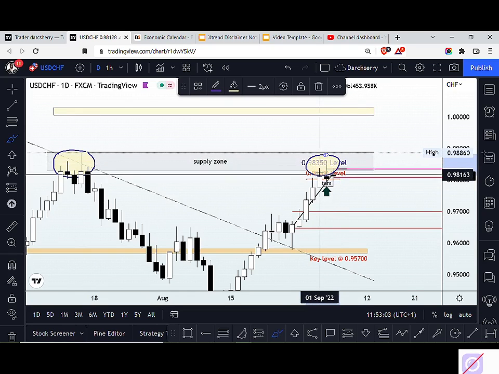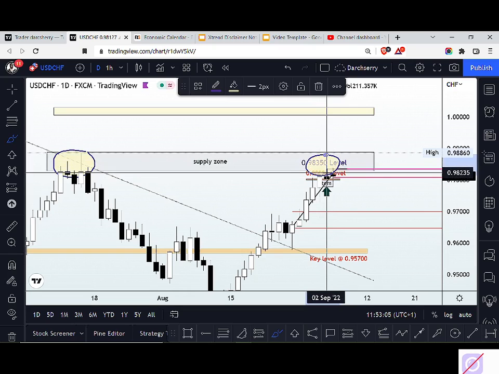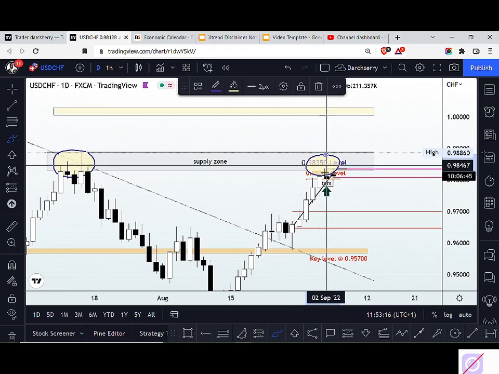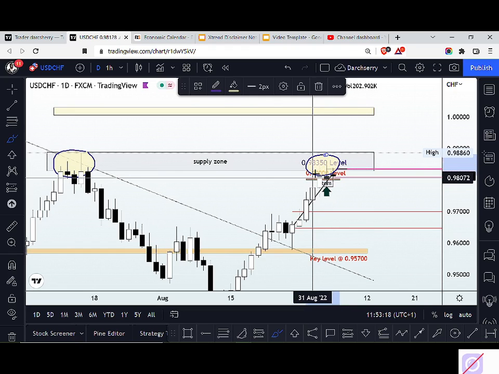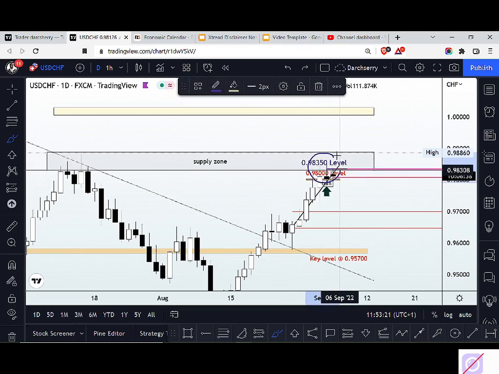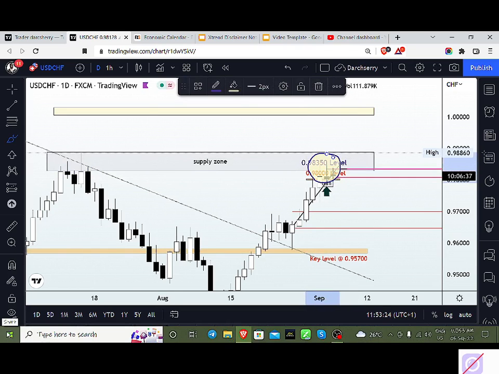We saw the first one on Thursday. We saw the second one on Friday last week. And right now, today, we have seen an attempt by buyers to break through that level, which has been met with stiff resistance by the sellers. So right now, this area is a very sensitive level we want to look at for this week.